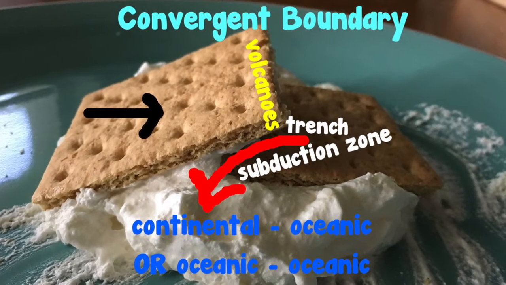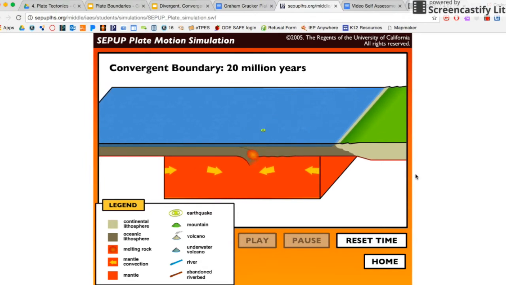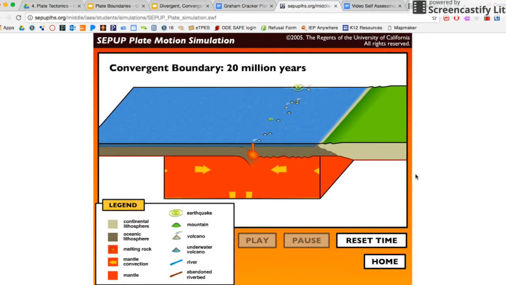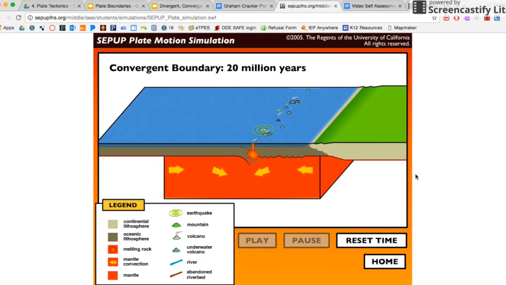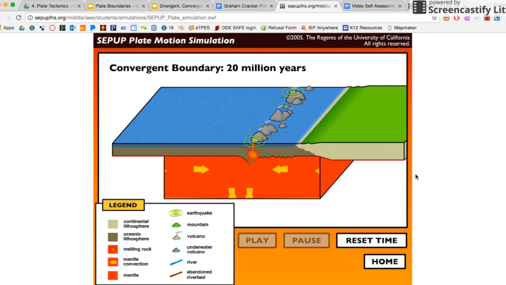In experiment 4, when the grahams collided, one plate went under the other one. This is called subduction. This happens when an oceanic plate collides with a continental plate because the oceanic plate is more dense. When two oceanic plates collide, the plate that is older will subduct. A deep ocean trench is formed at this boundary, and subduction causes melting in the overlying plate, leading to magma rising to the surface and creating volcanoes.